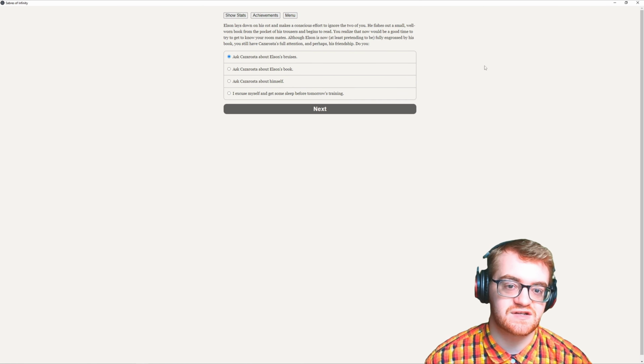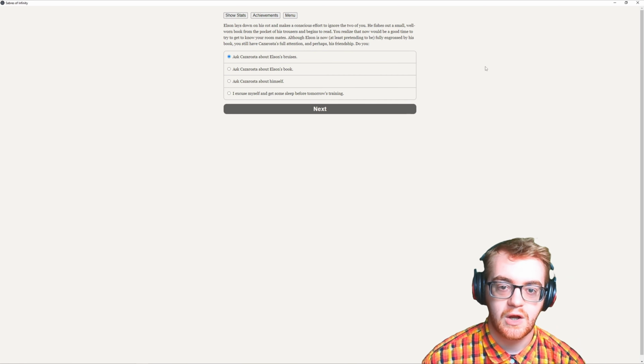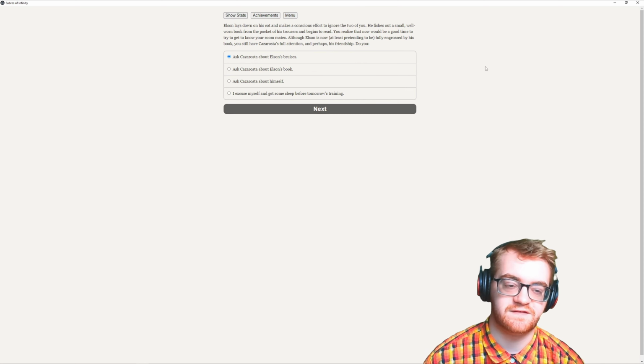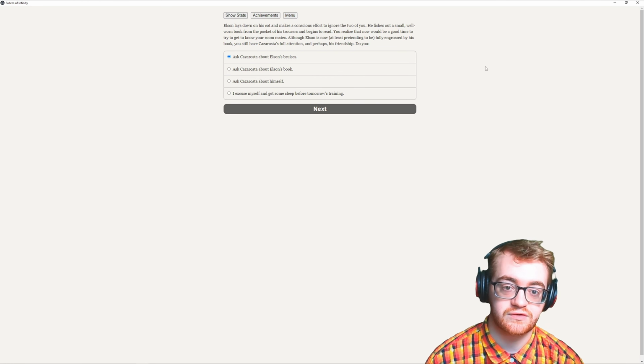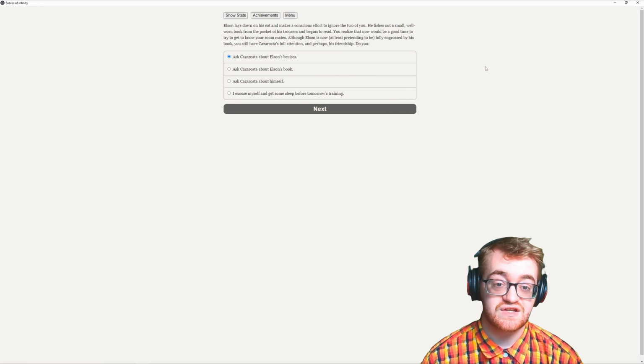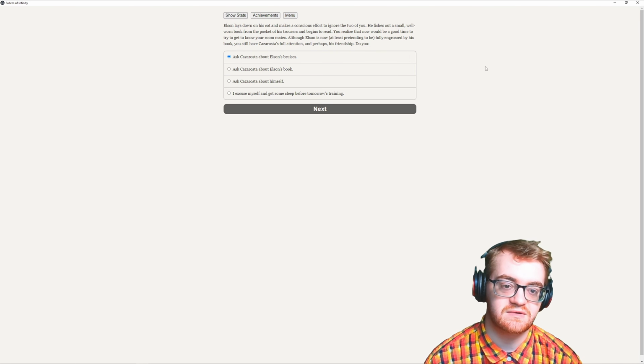Elson lays down on his cot and makes a conscious effort to ignore the two of you. He pulls a small, well-worn book from the pocket of his trousers and begins to read. You realize this would now be a good time to try to get to know your new roommates. Although Elson is now, at least pretending to be, fully engrossed by his book, you still have Casarosa's full attention and perhaps his friendship.